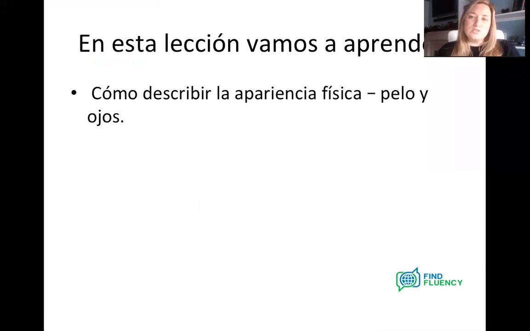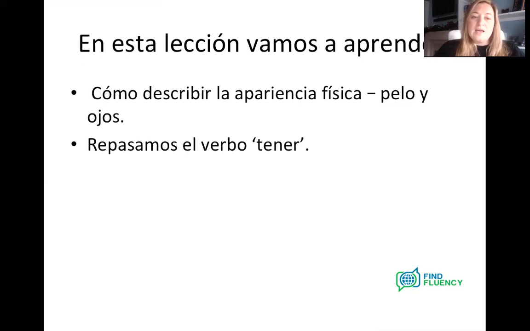Okay, so concentrating today on hair and eyes. It's quite a large topic and it encompasses quite a lot. There's a couple of verbs involved and there's quite a lot about adjectives and word order. So taking it slowly, and today empezamos con el pelo y los ojos. So starting with hair and eyes today. Y repasamos el verbo tener. So revising the verb tener.